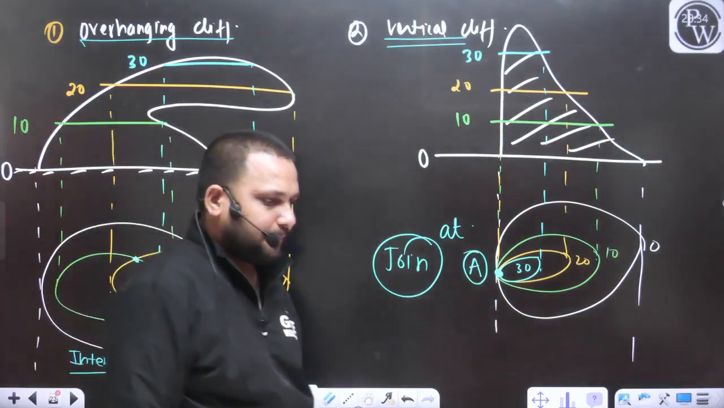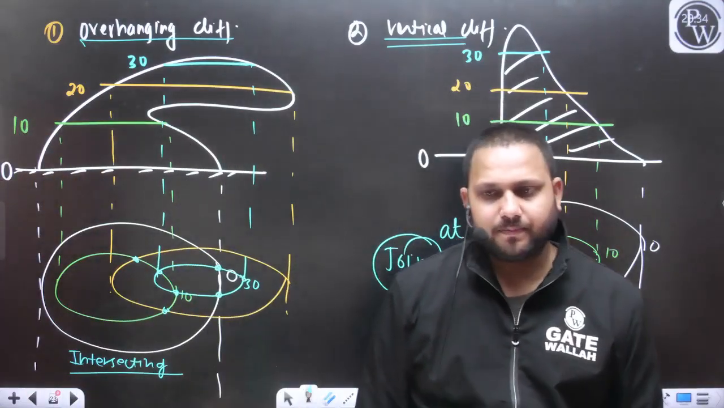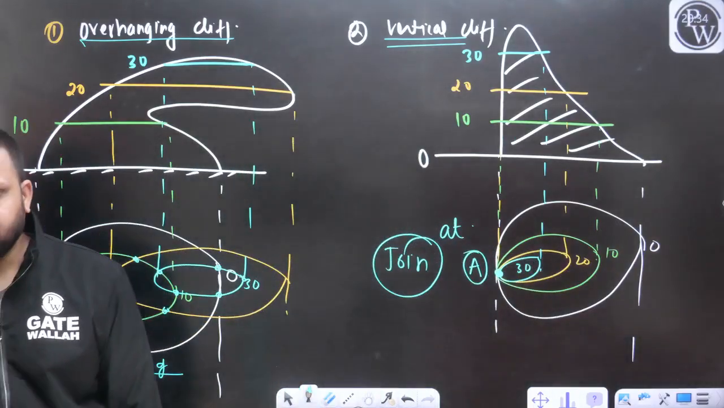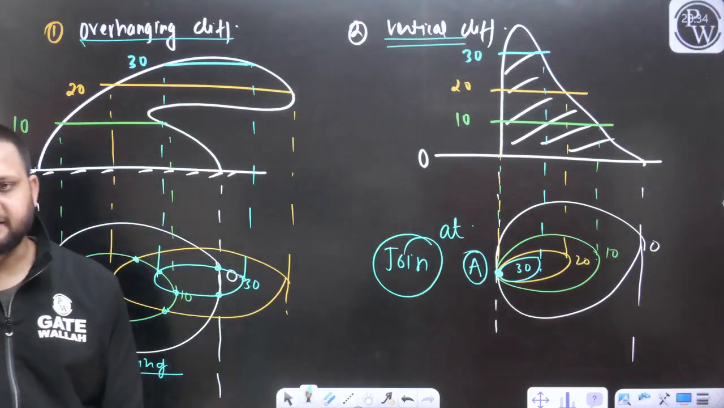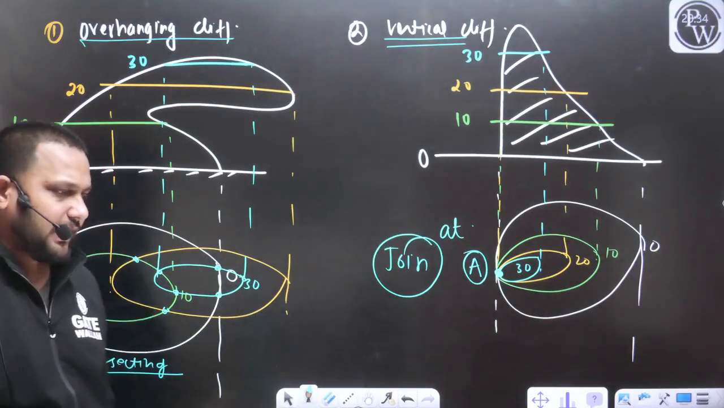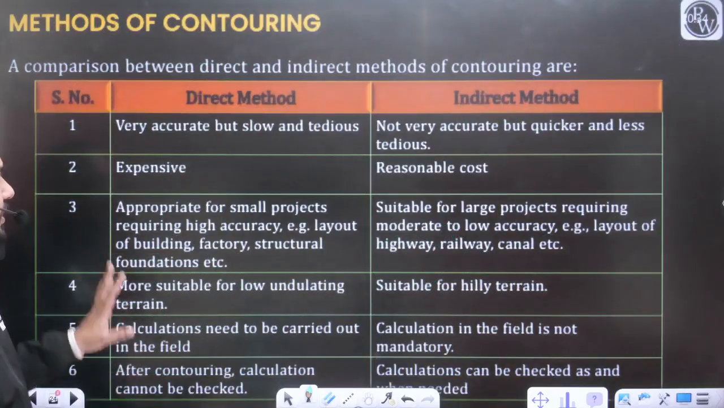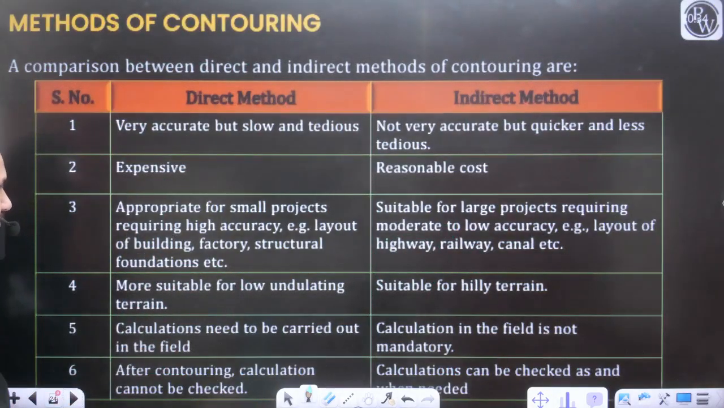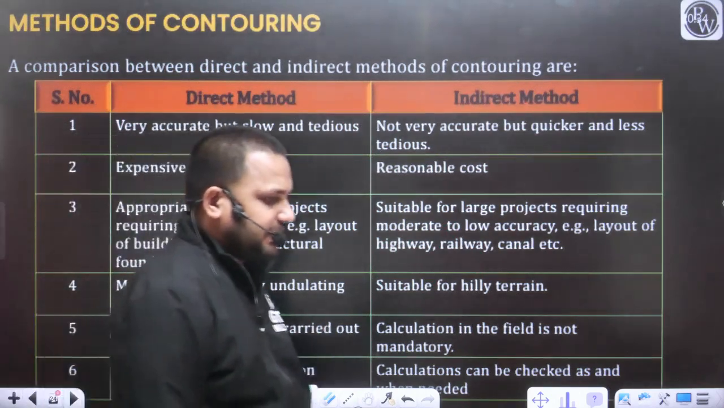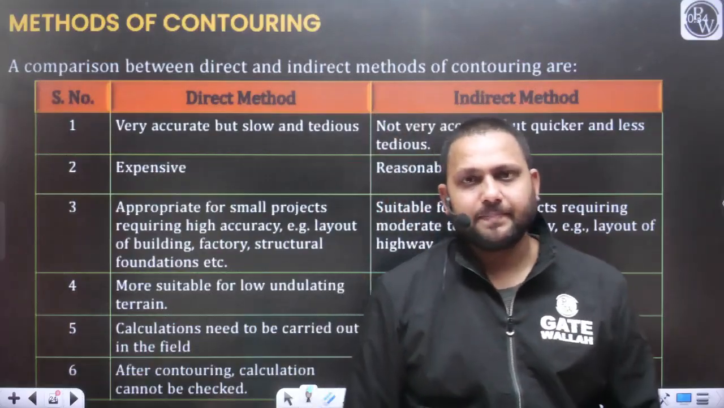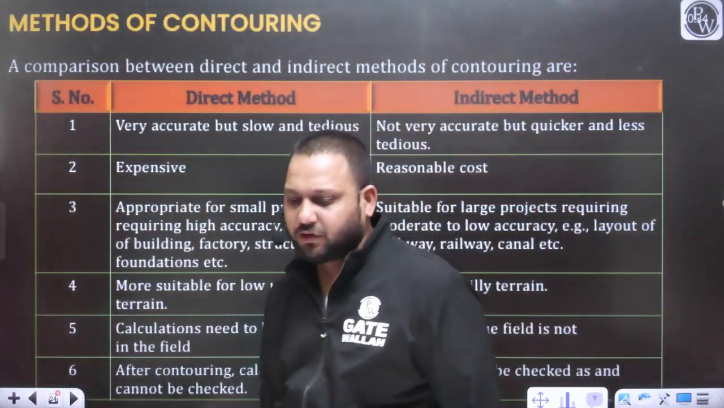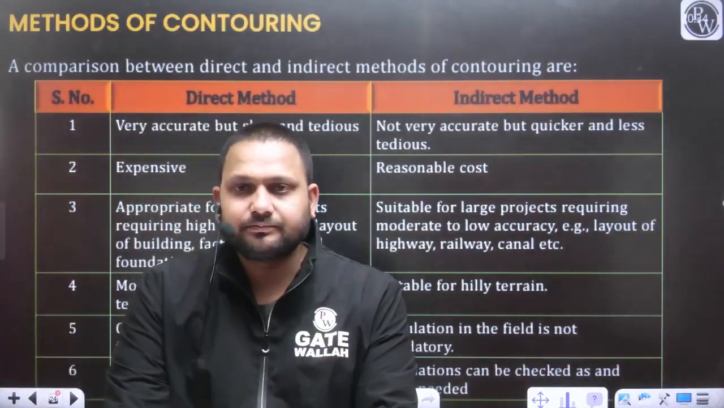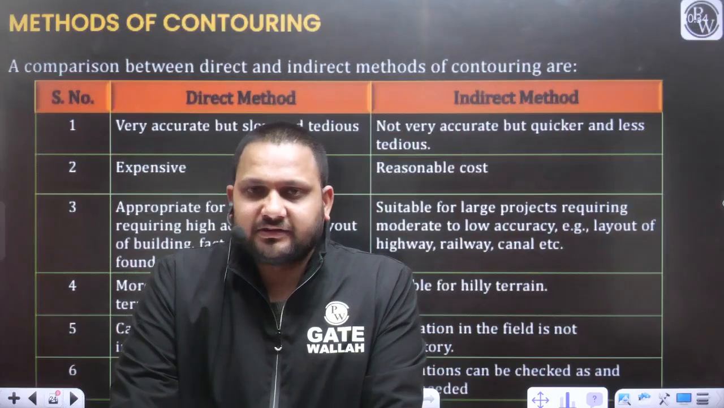So these were the important characteristics of the contour. I hope the entire discussion is clear to everyone. The last topic of the contour is methods. I am not going to cover this in detail, but I will definitely tell you the basics. Listen carefully. There are two types of methods for contouring: the direct method and the indirect method.